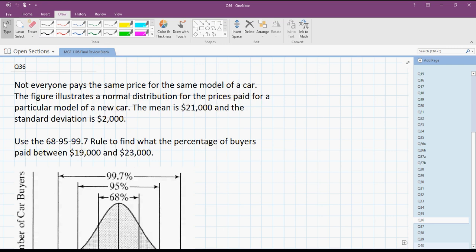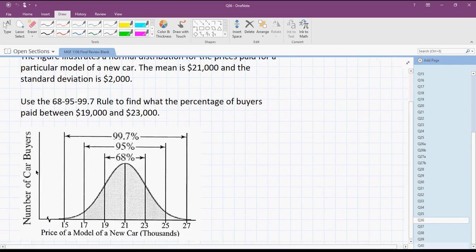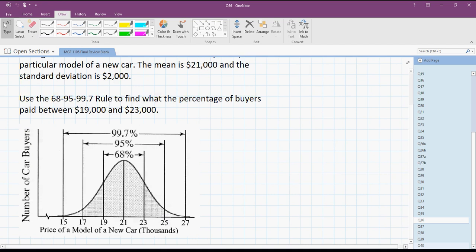So here they give us some information. And they give us a nice picture of this. In the end, they want to know what the percentage of buyers who paid between 19,000 and 23,000. So right down here below, they've given us all of our information of those that paid. So they want to know what is the percentage that paid from 19,000 to 23,000. How much is that? Yeah, 68%. You can see that percentage right here.